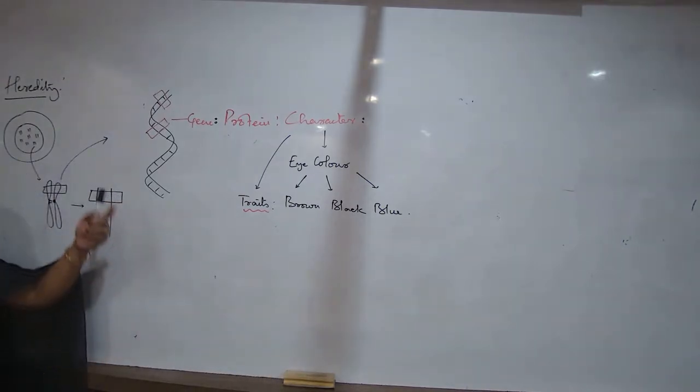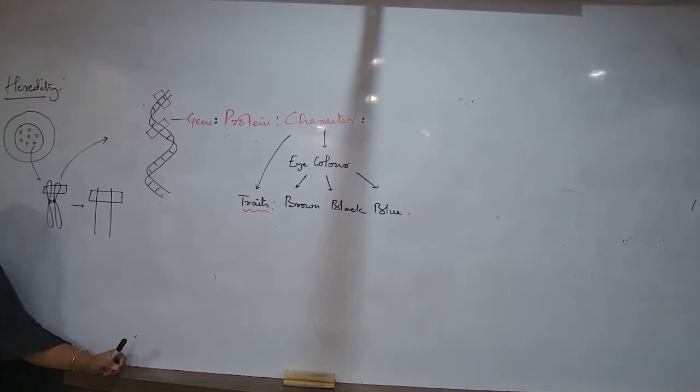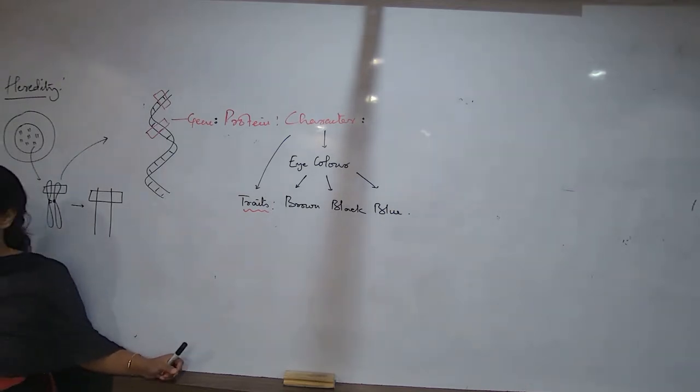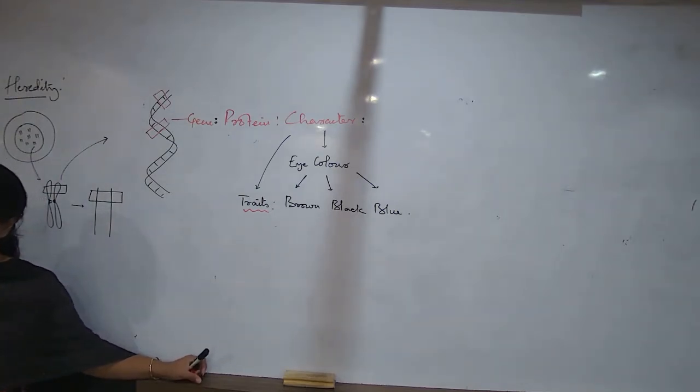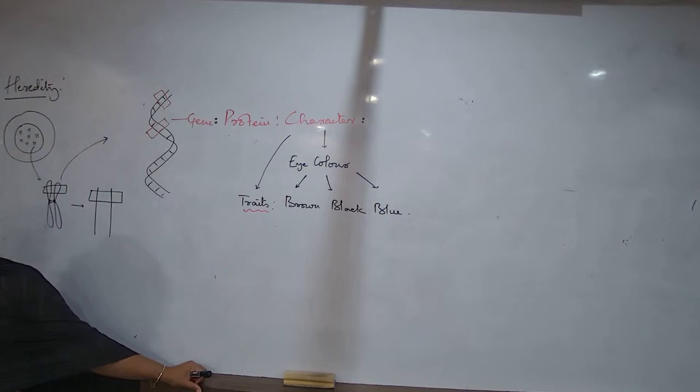If I would have picked up an example of hair texture, then I would have said examples like extremely wavy, extremely curly, then curly, then wavy, then moderately wavy, and then straight, extremely straight hair. So there are many terms to designate.